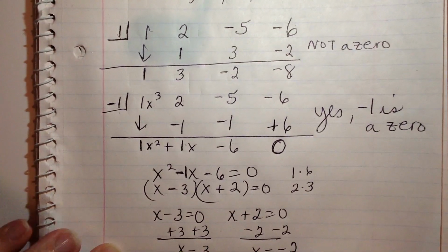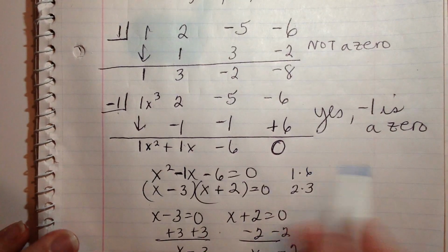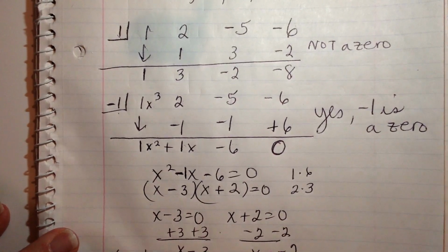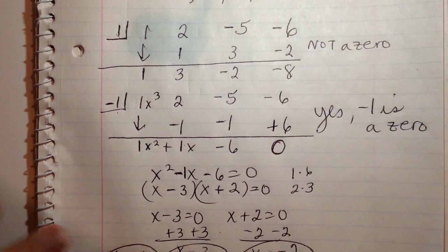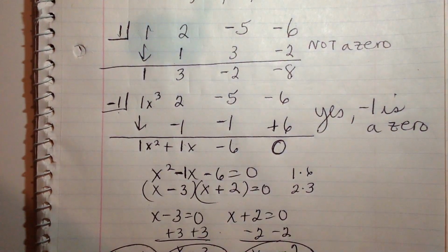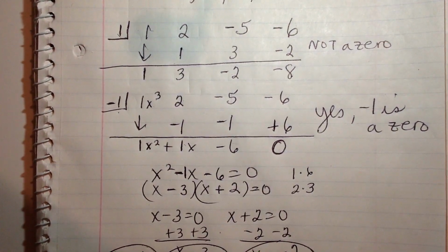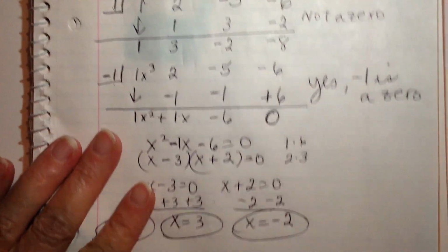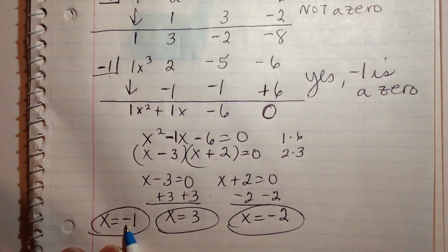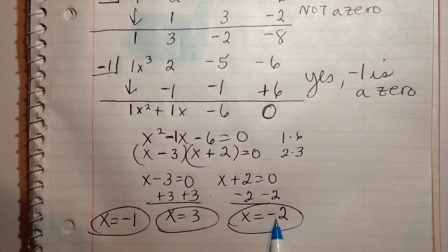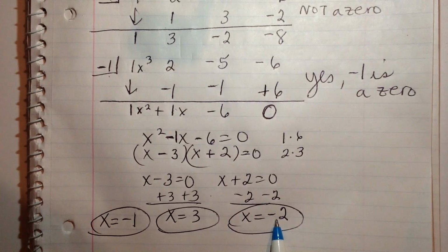And we had already found the other 0 to be x equals negative 1 from when I ran it through synthetic division and got a remainder of 0. So I have found all of my zeros of this problem: negative 1, 3, and negative 2. So those would be my final answers when I am asked to find all the zeros of this problem.